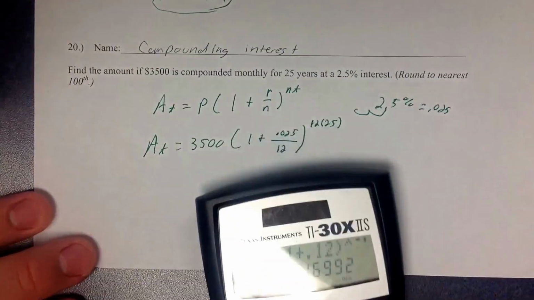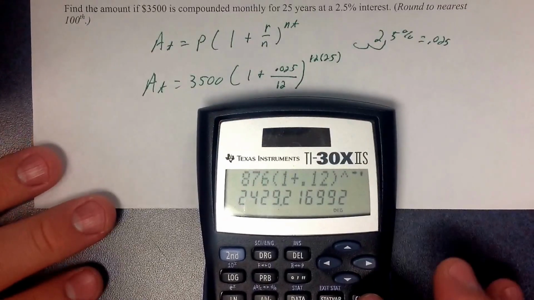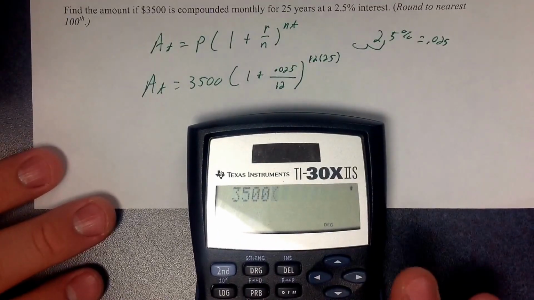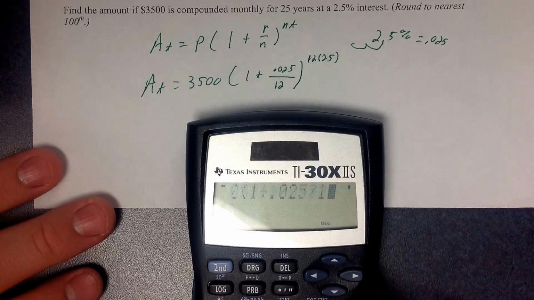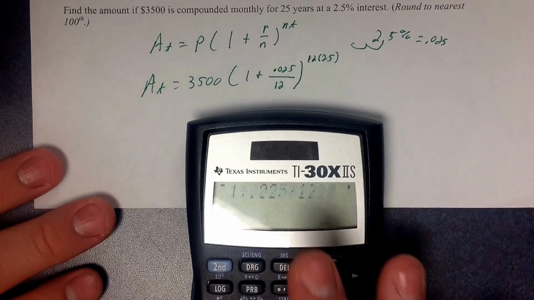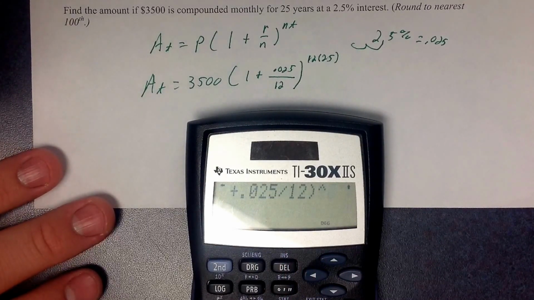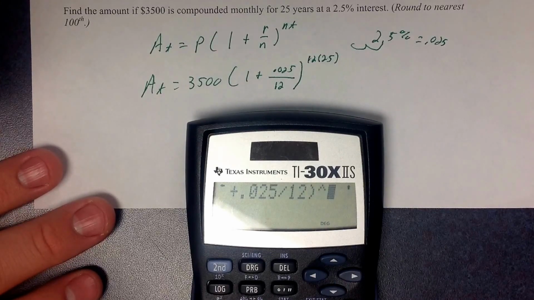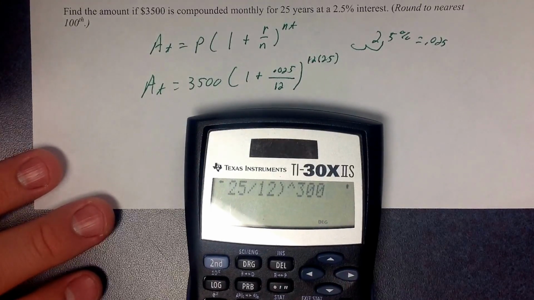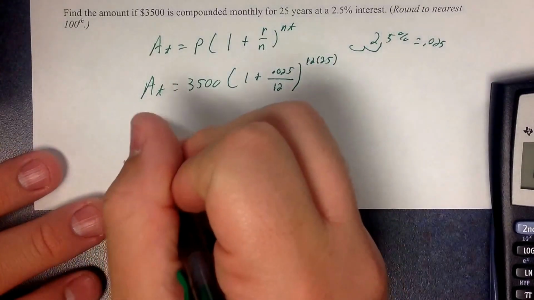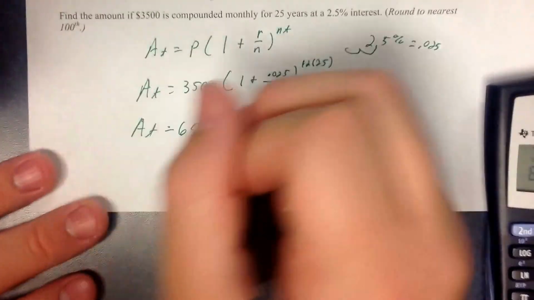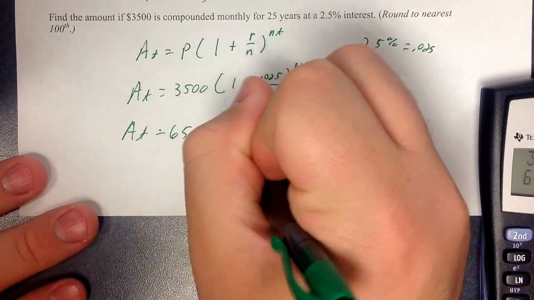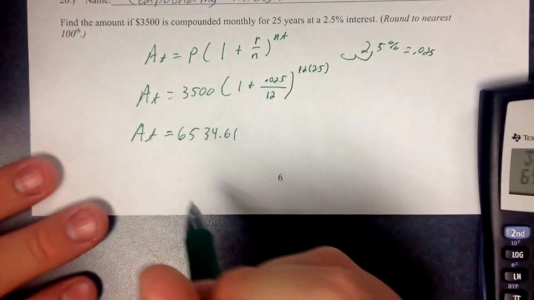So if I want to put this in a calculator, I can do 3,500 parentheses 1 plus 0.025 divided by 12. And I would probably go ahead and take 12 times 25 just to make sure your calculator calculates it correctly. And 12 times 25 is 300. So my new balance would be $6,534.61. And it says round to the nearest hundredth because we're dealing with money here.